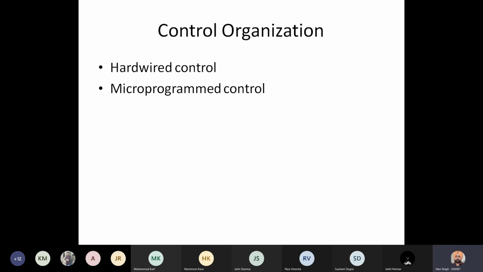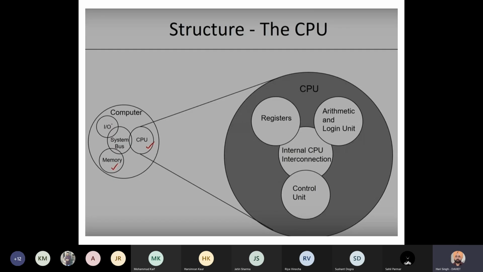So CPU is designed in two ways. One is hardwired control design and second is microprogrammed control design. The function of a control unit is to provide control signals to various parts of the CPU or the microprocessor. All the activities or operations of the CPU are controlled by the control unit. So the function of the control unit is to generate the control signals.